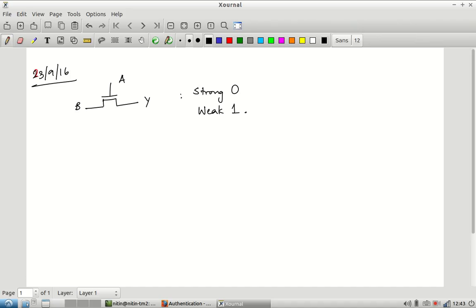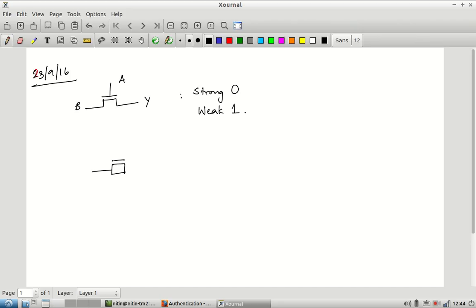If B is 0, then Y will get pulled all the way down to 0. But if B is VDD, Y will go only up to VDD minus VT. It will not be able to charge all the way up to VDD itself, because once Y reaches VDD minus VT, the A to Y junction becomes the gate to source junction. It essentially cuts off. There is no further channel at that point, no possibility of conduction of current. Okay?